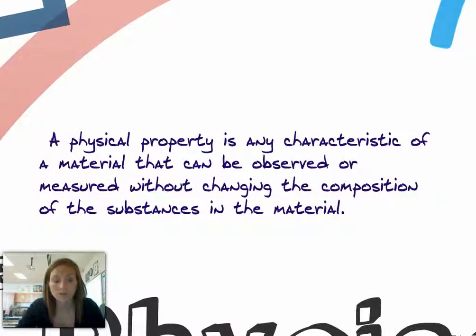Alright, the first thing we're going to talk about is physical properties, and that is any characteristic of a material that can be observed or measured without changing the composition of the substances in the material. So this is just something we observe just by looking at it, feeling it, touching it, whatever it may be, through our senses.